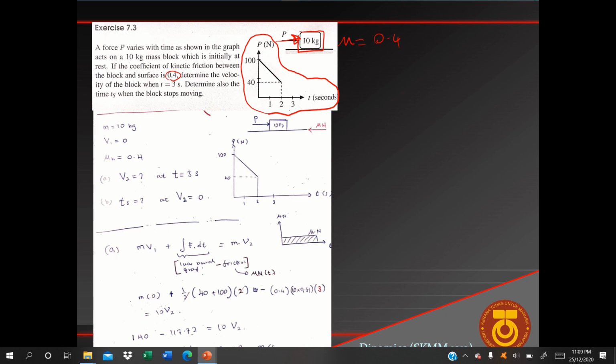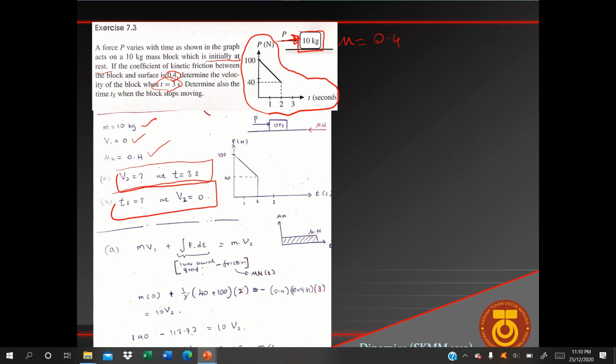Determine, so the information is here, m equal to 10, the velocity of the block at t equal to 3 seconds. Determine also the time ts when the block stops moving. Initially at rest, so I'm taking v1 equal to 0. Kinetic friction is given as 0.4. So the first one is, what is v2 at t equal to 3 seconds? And the second one, what is ts? I'm putting ts here, the t stop, meaning the t at v stop.